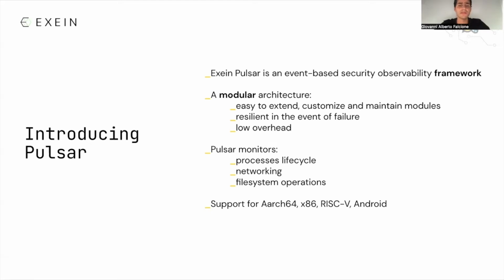With Pulsar, you can easily monitor in real time the activity related to process lifecycle, networking, and file system operations. And its modular architecture makes it very easy to extend, customize, and maintain the separate Pulsar modules. This separation of concerns also ensures that the whole application is resilient in the event of failure of a single module, and that you can decide the amount of information you want to keep track of without causing excessive overhead to the host machine.